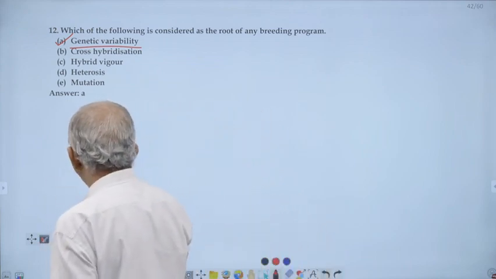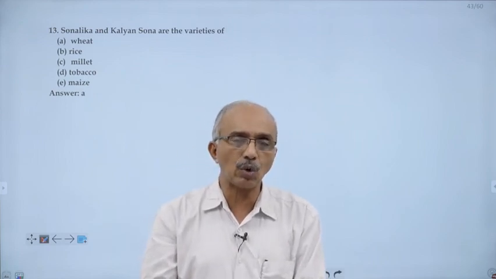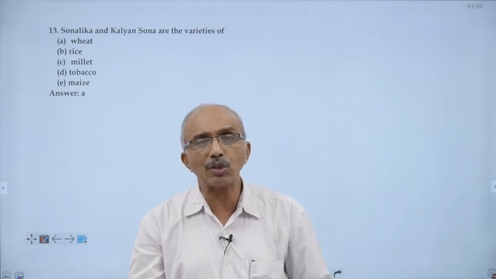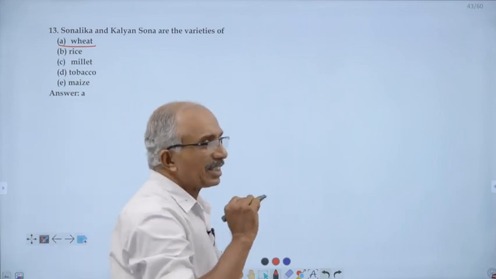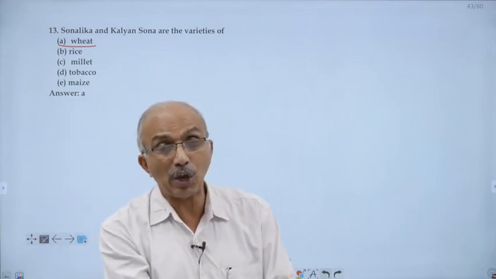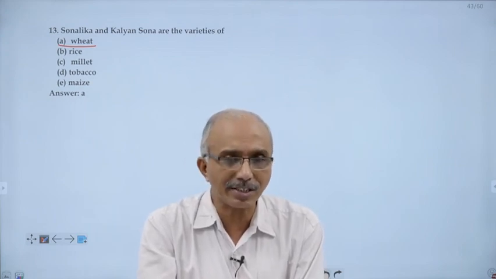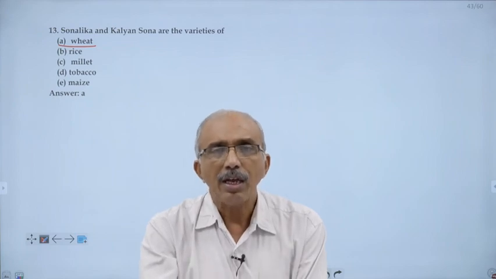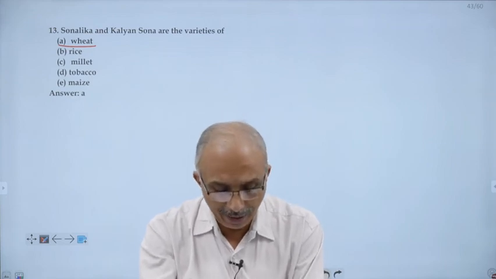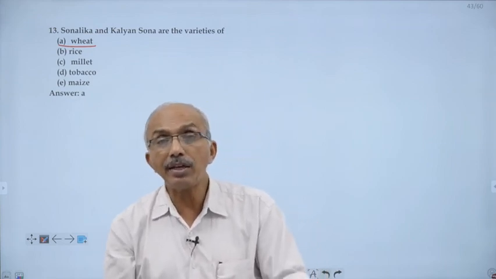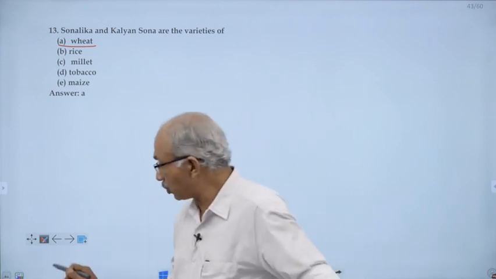Question number 13. A variety is given. Sonalika and Kalyan Sona, they are varieties of wheat. What is the achievement in these varieties? They are high yielding and disease resistant. They are developed by a plant breeding program. Through plant breeding, they are high yielding and disease resistant.